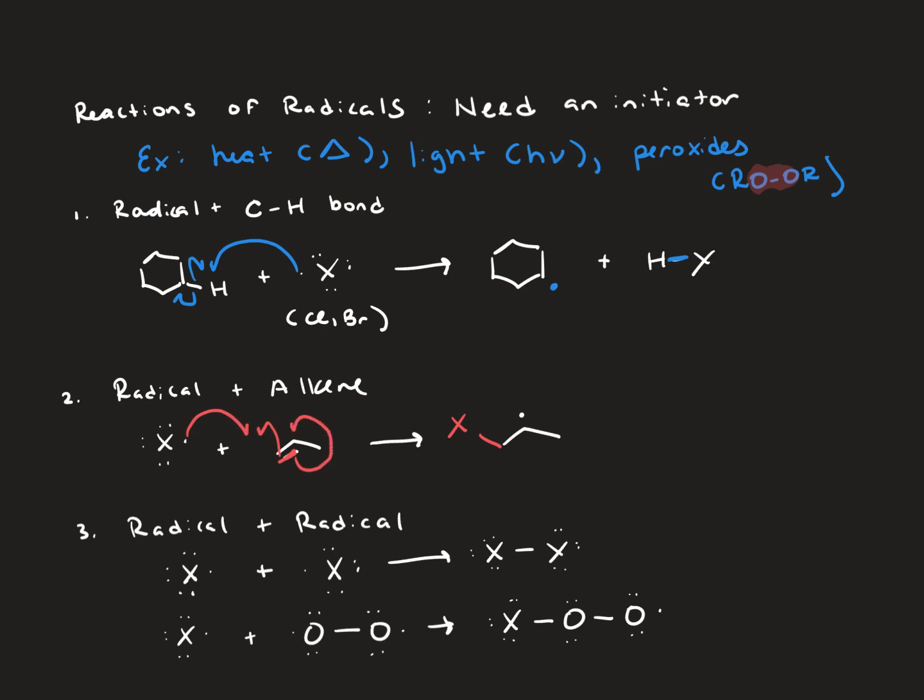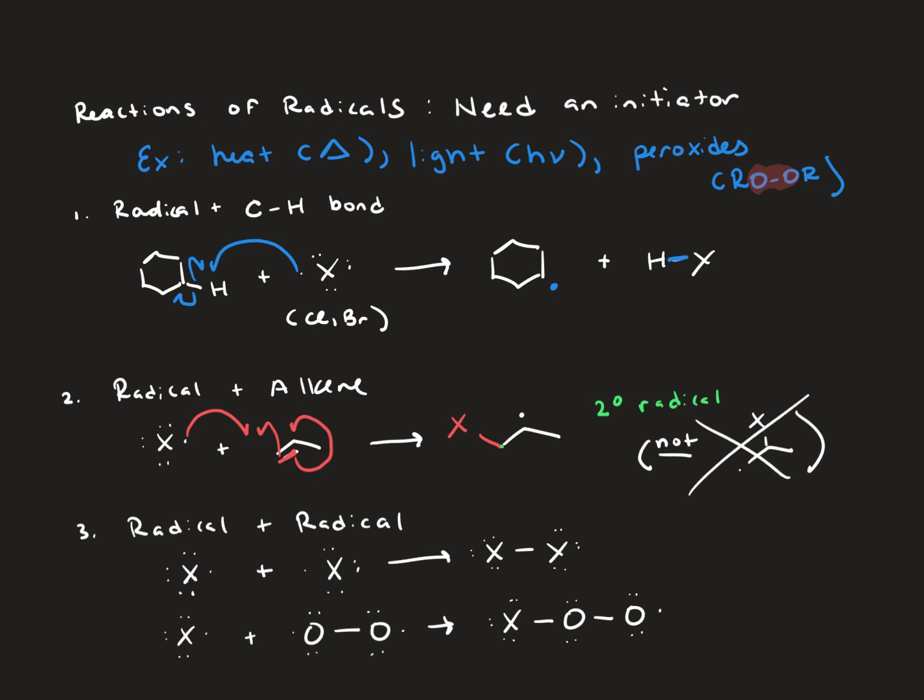One thing I want you to notice is that when we put the X on the end of the molecule, on this carbon here, what we've done is we've formed the more stable radical, the secondary radical. If we put the X in the middle, we would form a primary radical, which would be less stable. So we form the secondary radical, not something that looks like this.